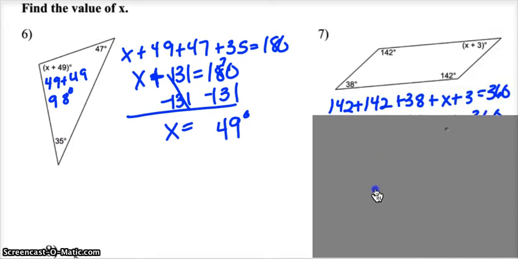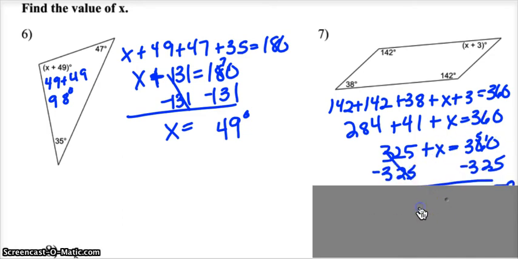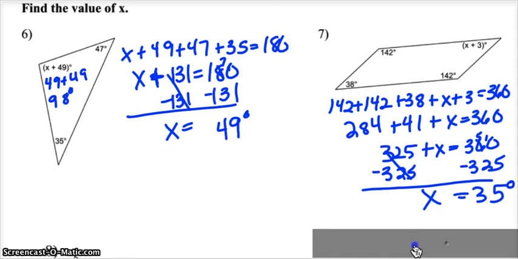The next one was a quadrilateral. It has to add up to 360 degrees. I worked through and combined my like terms to get 325 plus x equals 360. To get the x by itself, you have to subtract 325 on both sides, and you find out that x equals 35, which is interesting because now 35 plus 3 equals 38, and you'll notice that these angles are equal. You'll also notice that the other opposite angles are equal. That is true of a parallelogram. The opposite angles in a parallelogram are equal.